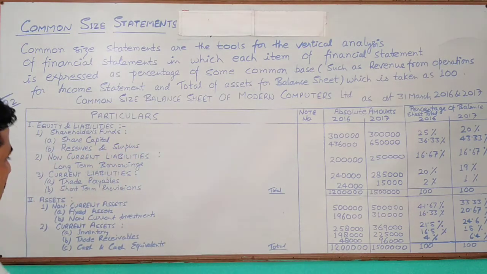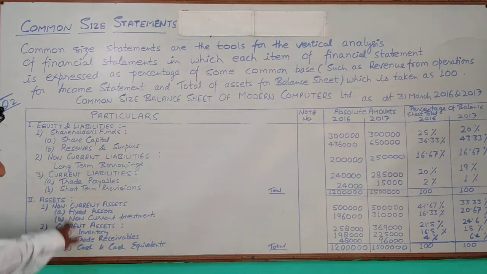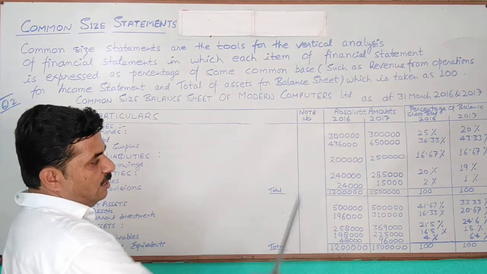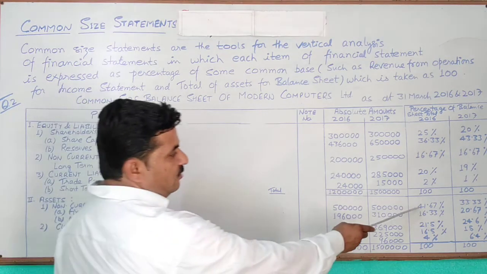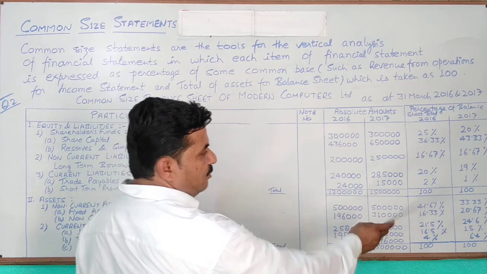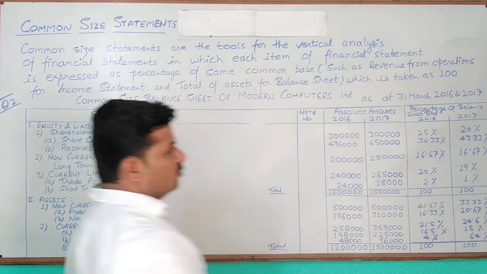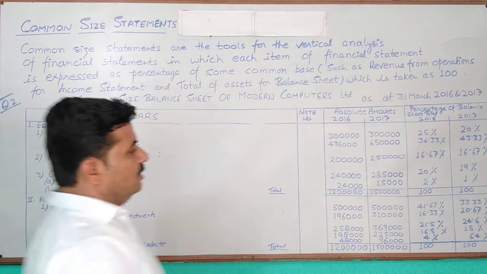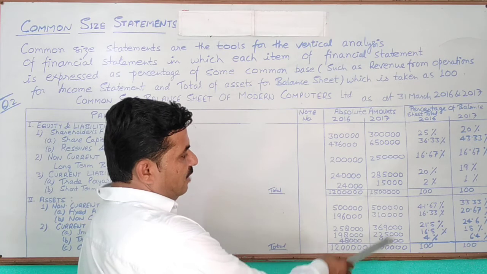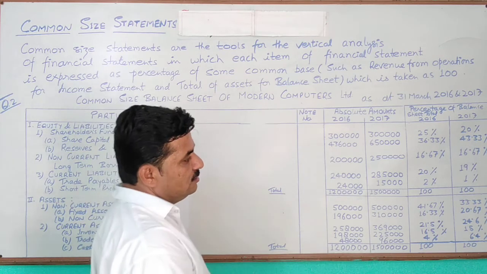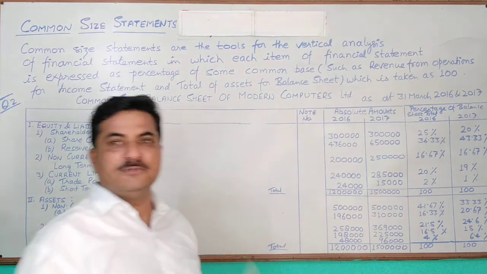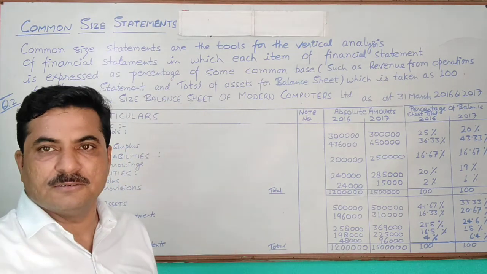Now we come towards the asset side. Asset side includes fixed assets: 5 lakh divided by 12 lakh into 100, that becomes 41.67% for the year 2016. And for the year 2017, it becomes 5 lakh divided by 15 lakh into 100, that is 33.33% or 1/3 of the total of the balance sheet for the year 2017.